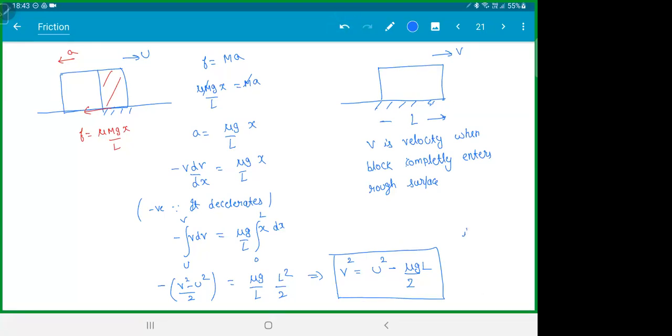We can add that. If v square is negative, it implies the block stopped in the middle only. It has not completely entered inside. So the problem stops there.